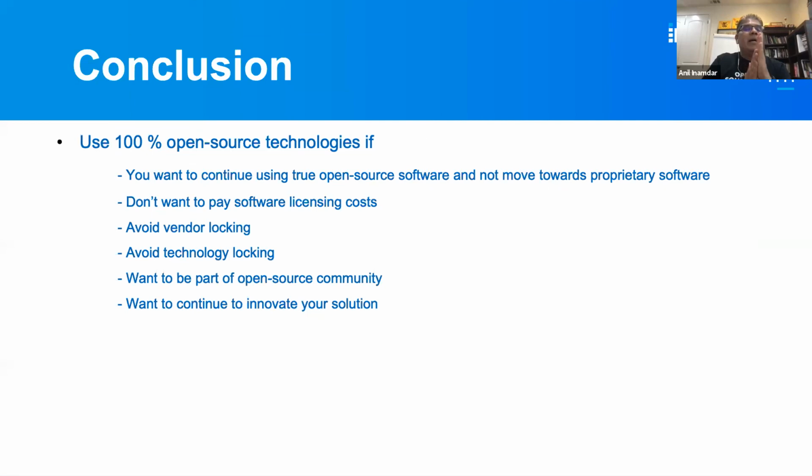So in conclusion, you can use open source technology if you want to continue using true open source software and not move towards proprietary. Stick to open source if you don't want to use proprietary software, if you don't want to pay software licensing cost, if you want to avoid vendor lock-in and technology lock-in, want to be part of the open source community, and most importantly, you want to innovate your solution and not be dependent on a third-party proprietary vendor for your solution.